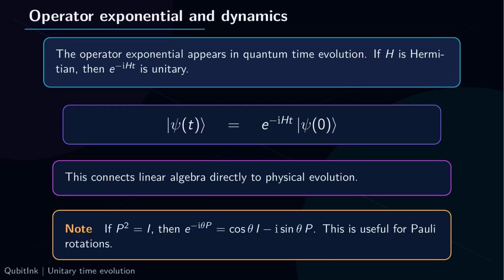For an operator P with P squared equal to the identity, the exponential reduces to a cosine term times the identity and a sine term times P. This form is especially useful for Pauli rotations.